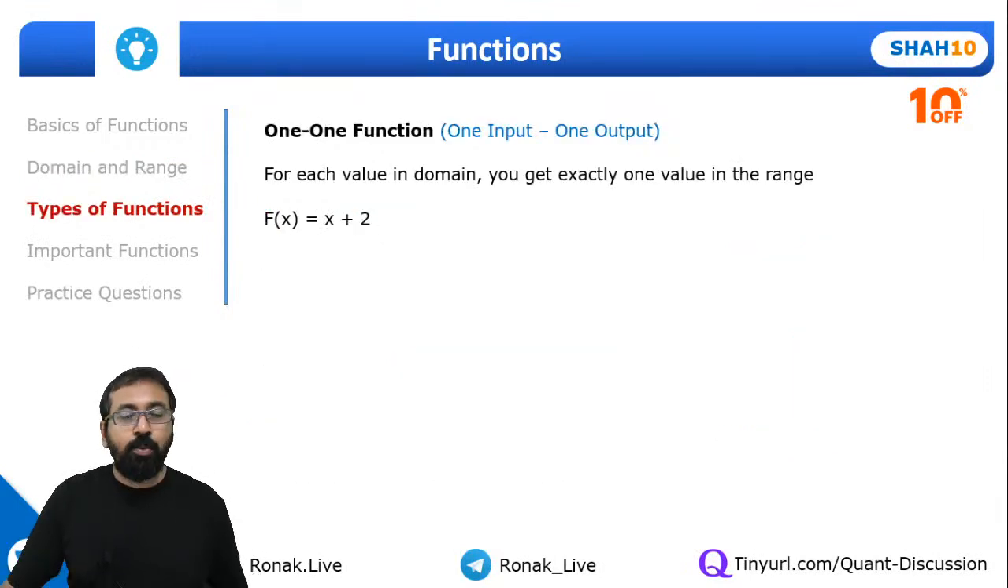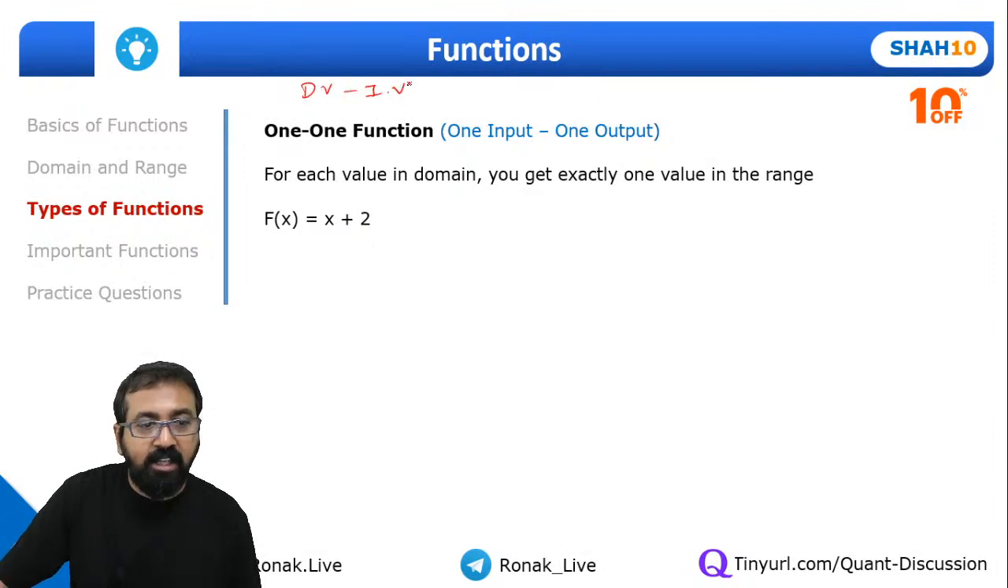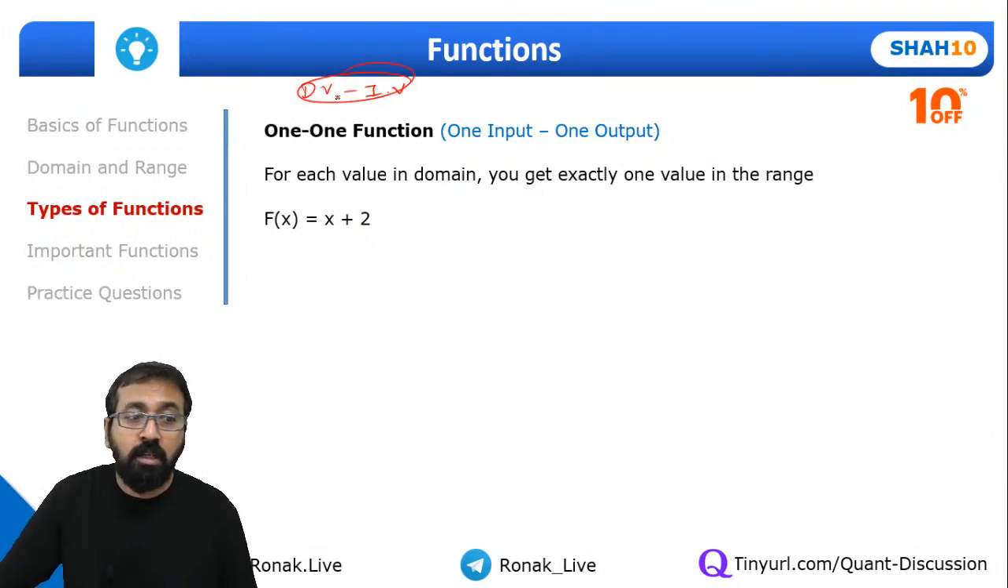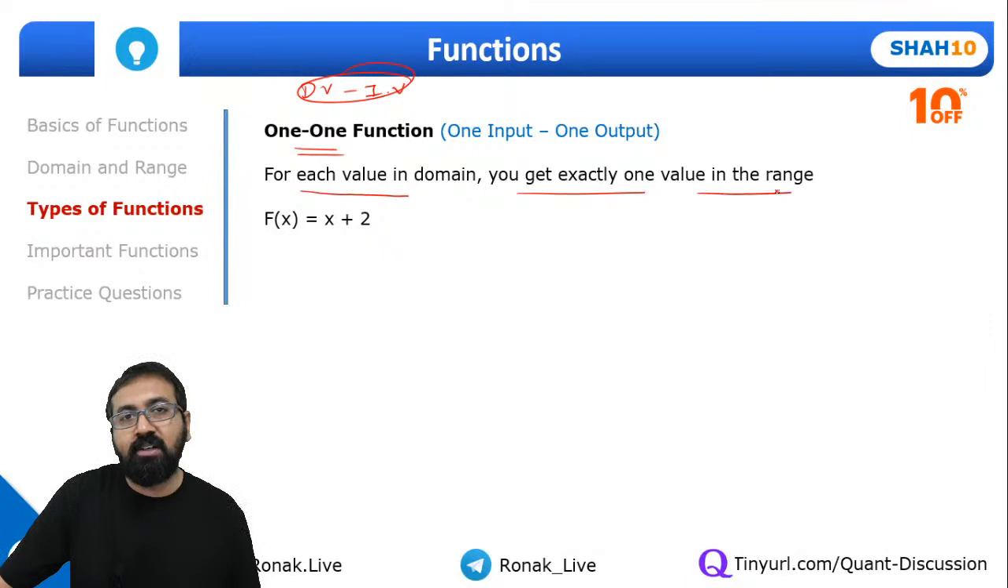Okay, so guys, now we need to quickly understand different types of functions. There are some 5-6 varieties of function. First of all, based on the relationship between the dependent variable and the independent variable, we can have one-one function, many-to-one function, one-to-many function, and so on and so forth. Right. So what is a one-one function? Please read this line carefully. For each value in the domain, you get exactly one value in the range. So this is called a one-one function. That means one input, one output.